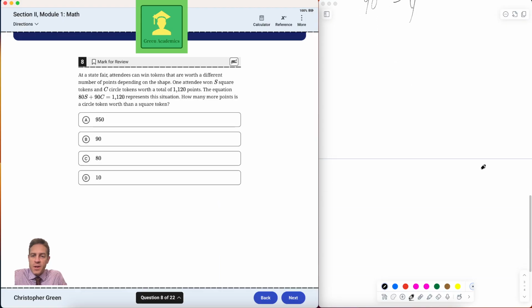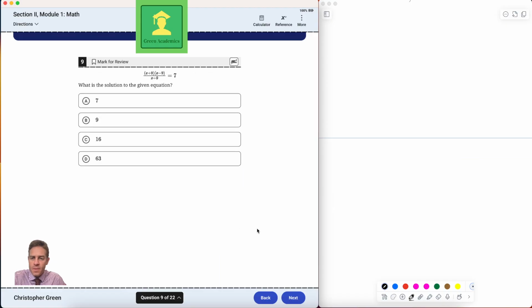At a state fair, attendees can win tokens that are worth a different number of points depending on the shape. One attendee won S square tokens and C circle tokens worth a total of 1,120 points. The equation 80S plus 90C equals 1,120 represents the situation. How many more points is a circle token worth than a square token? How many more points? Well, if S and C are the number of tokens, and then 80S and 90C are the block's total of points that you win for those types of tokens, that means that the squares are worth 80 each, and the circles are worth 90 each, which just makes the answer 10.